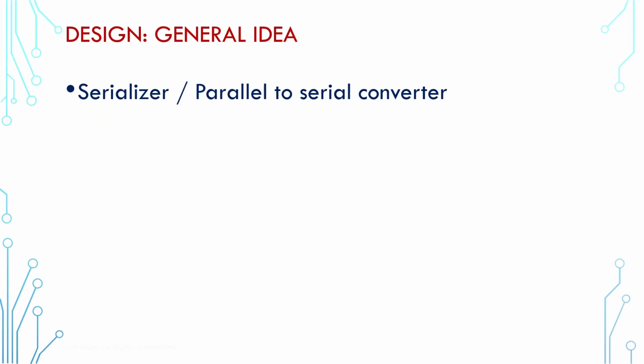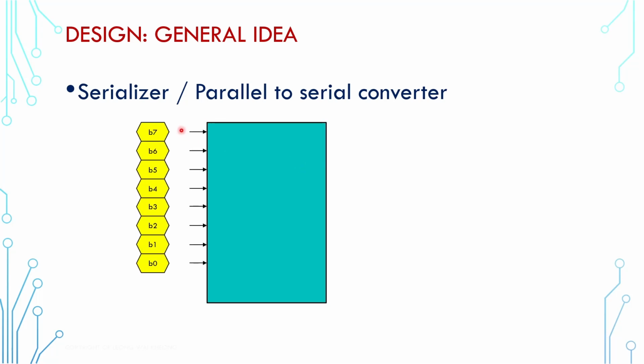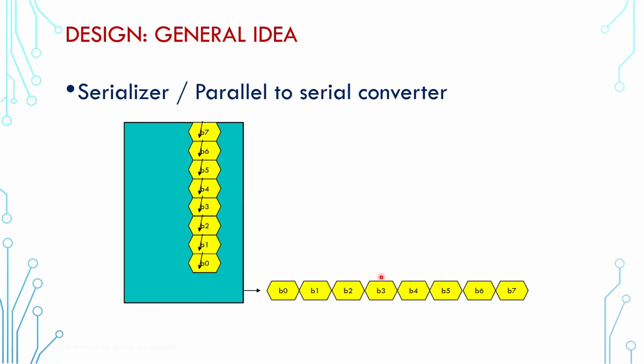First thing first, let's start with the design. We're going to use a serializer or a parallel to serial converter. Generally, the design takes in multiple bits in one cycle and sends it out bit by bit in multiple cycles. Before we dig into coding, let's try to understand how the design may work.